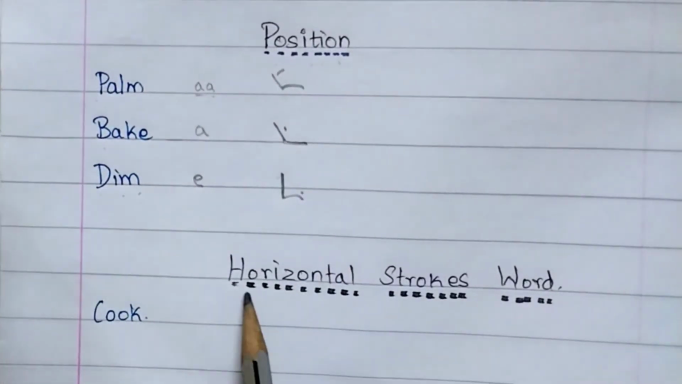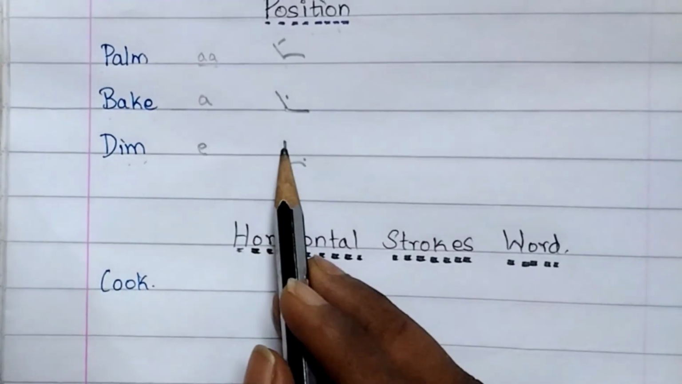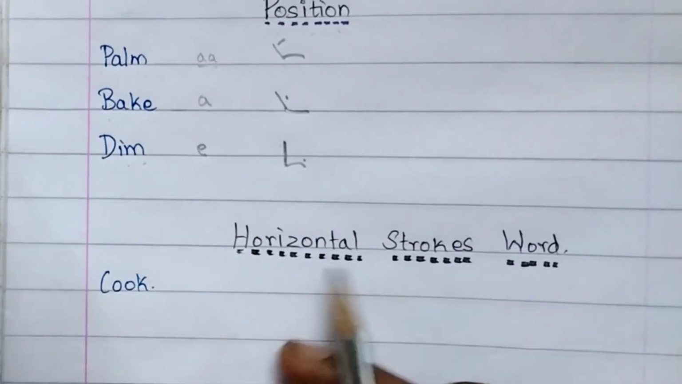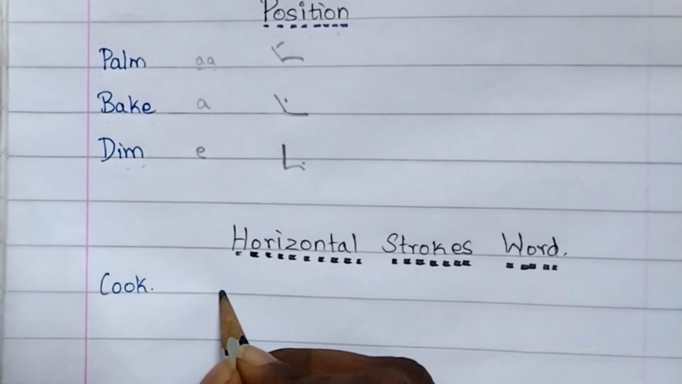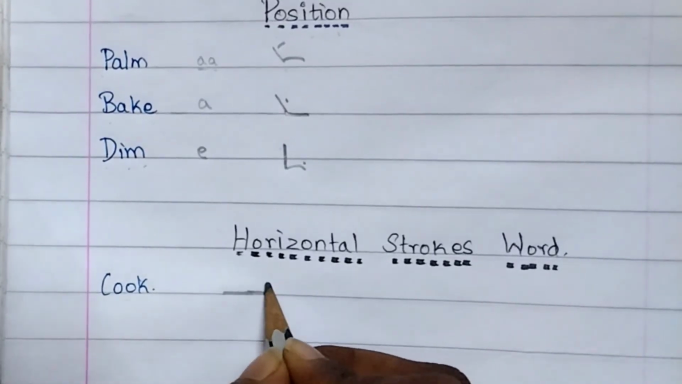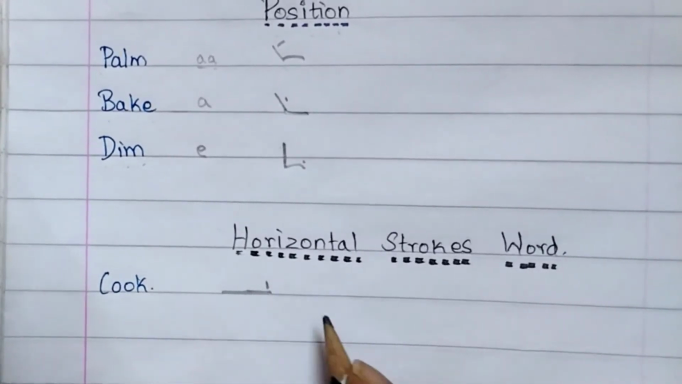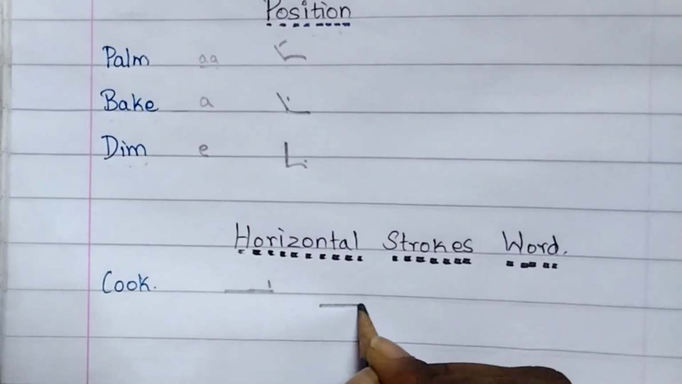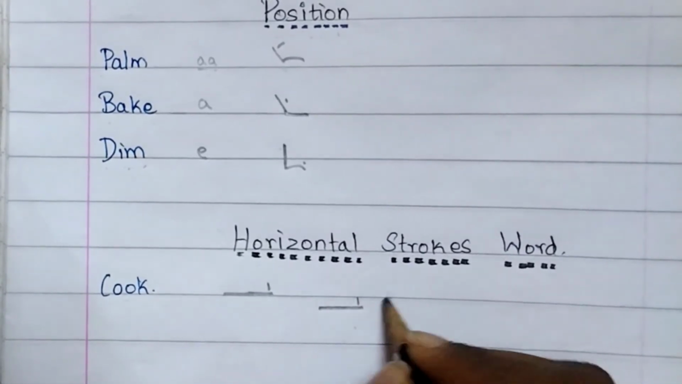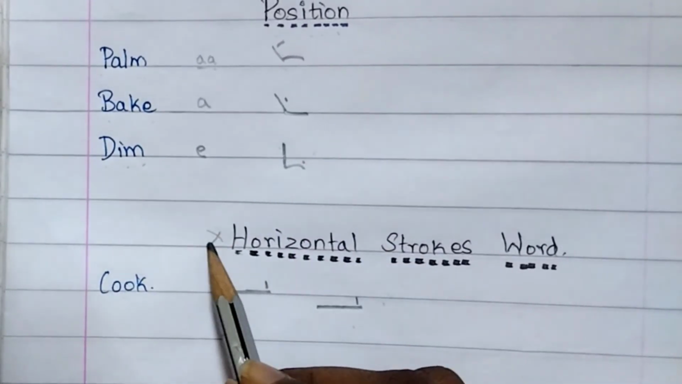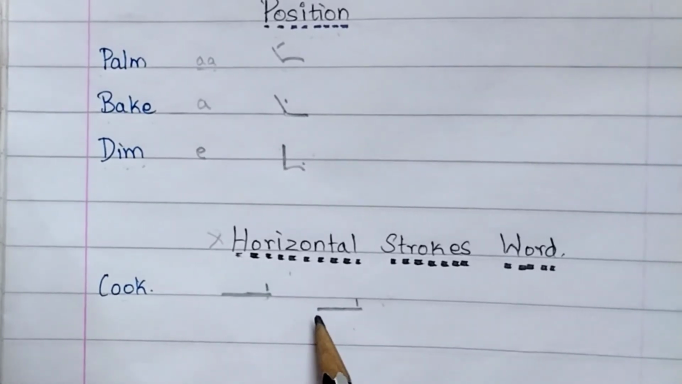If a word has only horizontal strokes, then the third rule of position writing is not applicable for that word. For example, take the word cook. It has only horizontal strokes and also it has the third place vowel. If we write this through the line, then it will become the word for the next line. To avoid this confusion, the third rule of position writing is exempt for a word which has only horizontal strokes and a third place vowel.